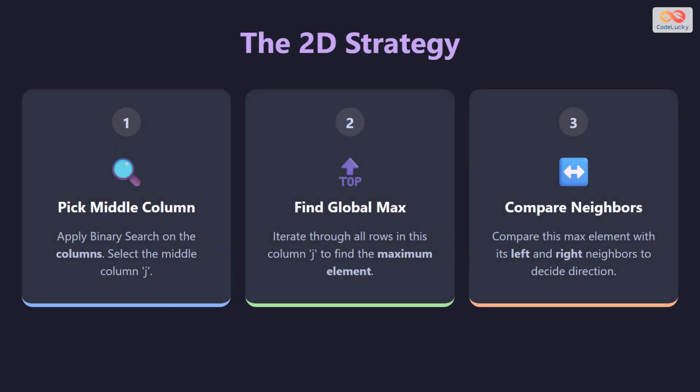Now, let's extend this to 2D. We will apply binary search on the columns. First, we pick the middle column. Then, instead of just looking at a single element, we find the global maximum element within that specific column. Finally, we compare this column maximum with its left and right neighbors to decide which half of the matrix to discard.